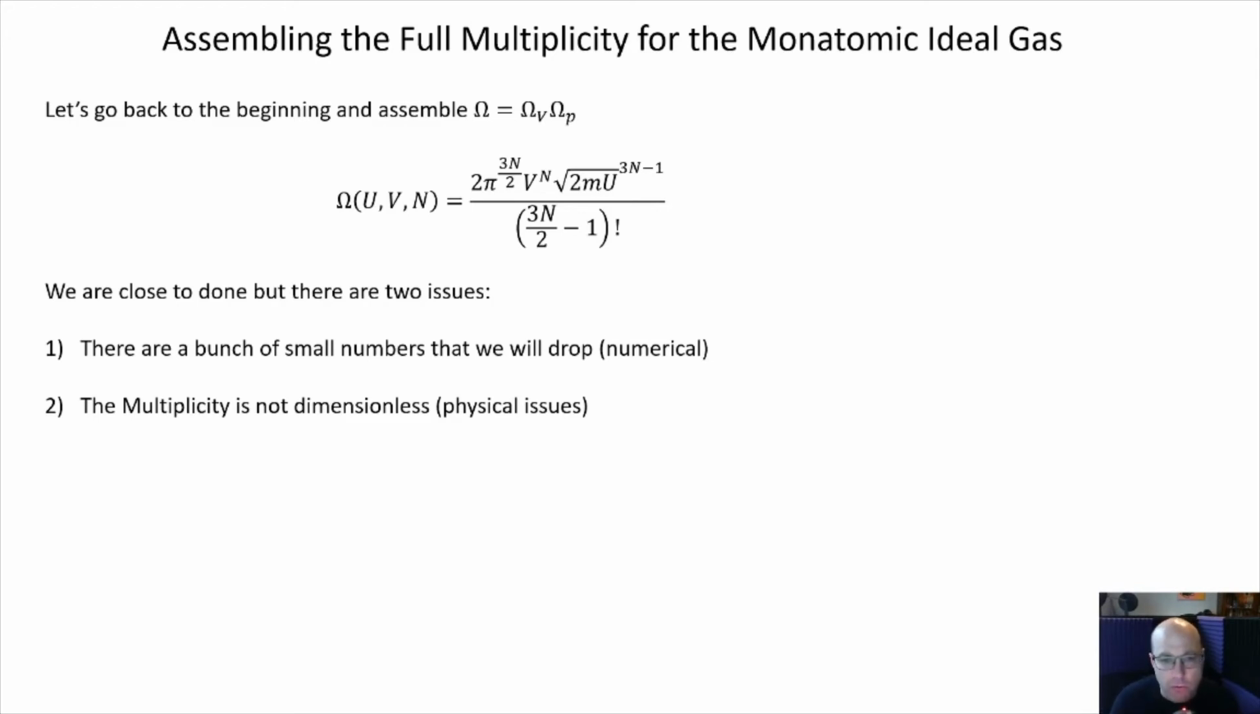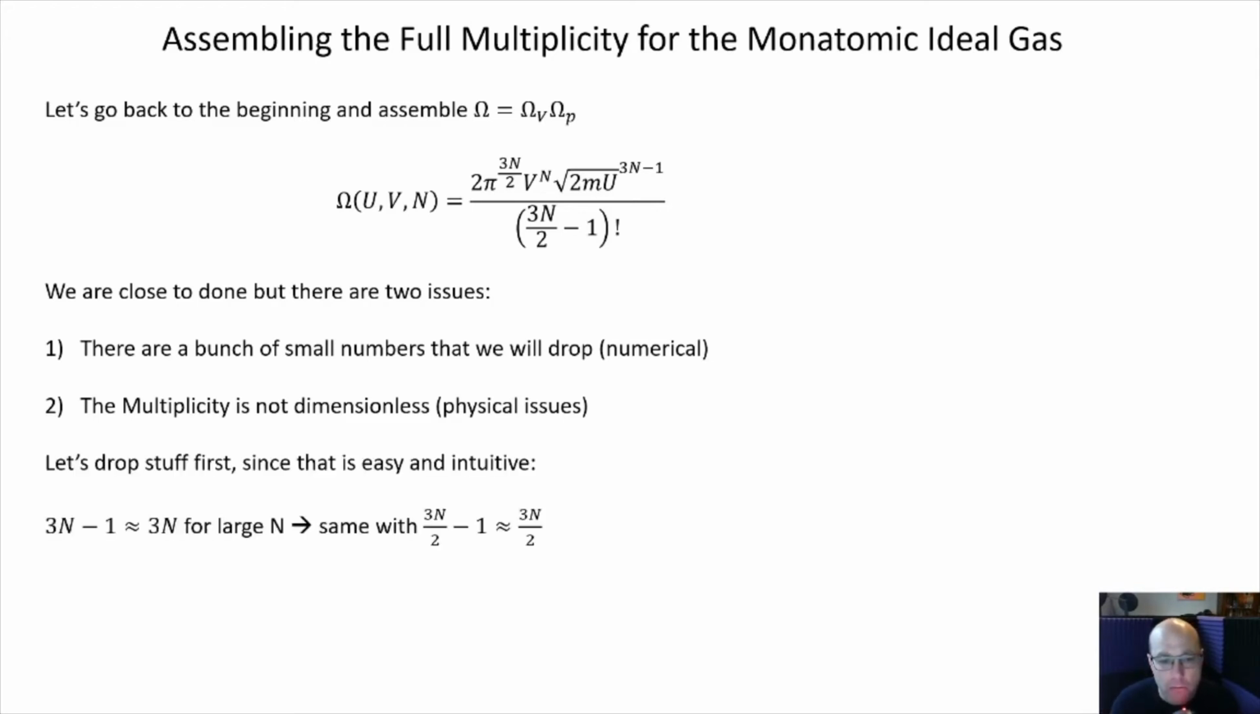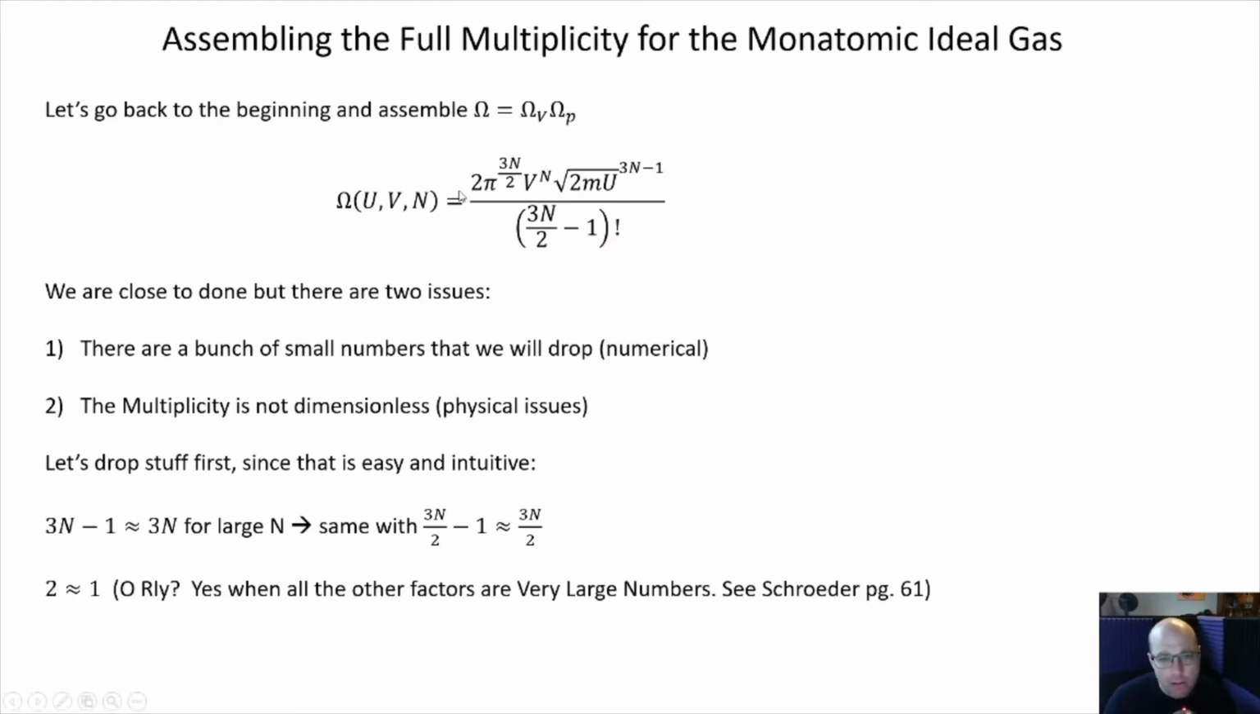Let's start with the first thing, the small numbers. So the first thing we can obviously do is note that in this exponent 3n minus 1 can just be approximated as 3n because for large n you can drop the 1. And the same thing down here in the factorial, 3n minus 2 for large n is just approximately 3n over 2. Okay? So drop the 1s is all I'm saying. Then in addition, I want to drop this 2.